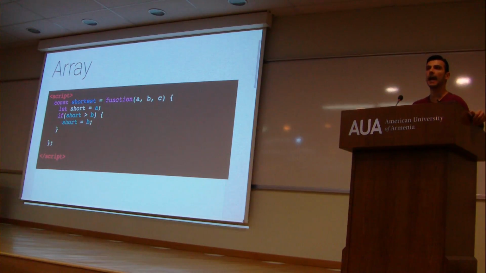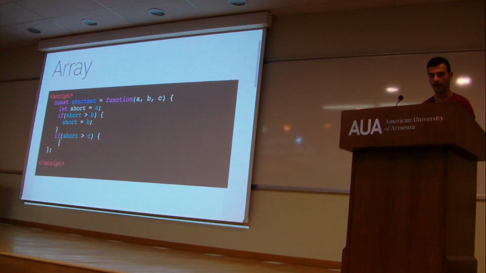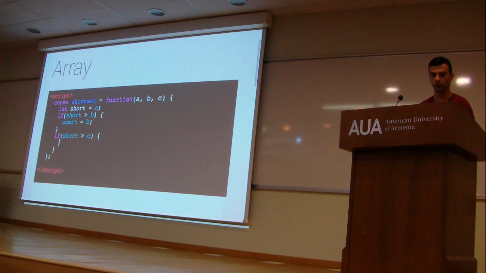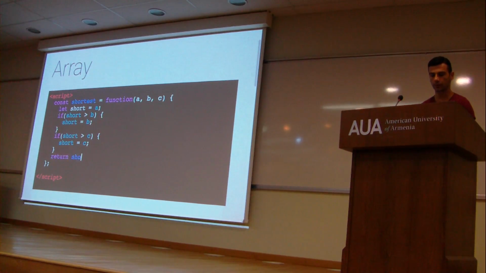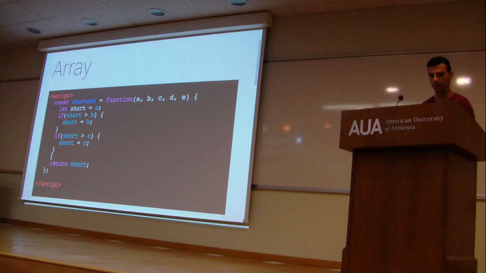Now I'm assuming that either A or B is the shortest one. But wait, I have to make sure that C is not shorter. So let me check. If short is greater than C, then in that case short should be C. And then I simply return short, like that. Now if you had more, if you had C, D, E, guess what? You just have to compare short with more things.